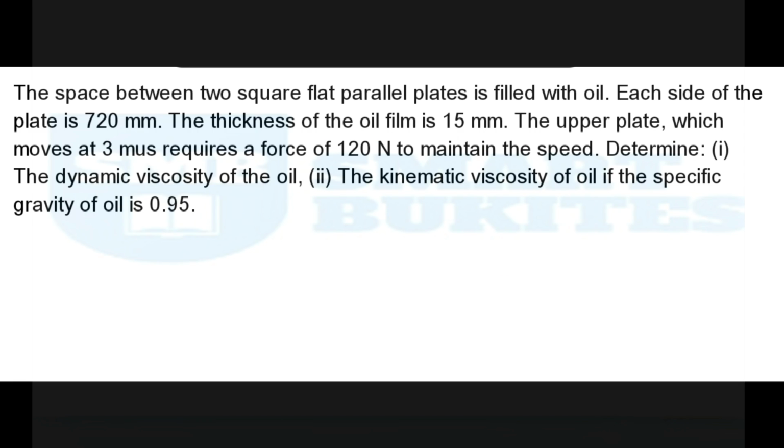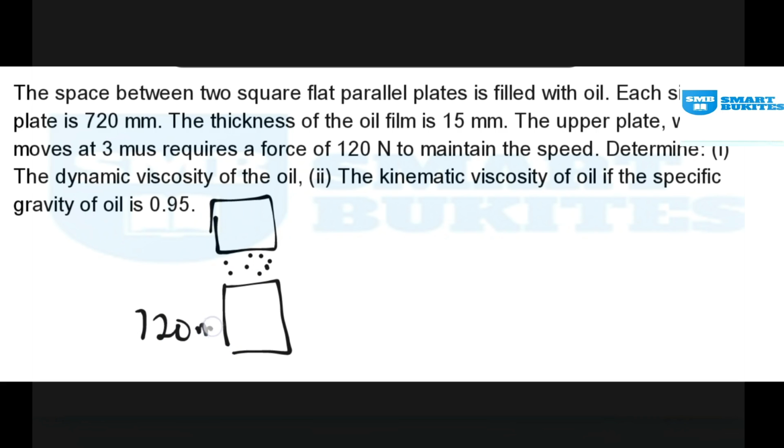we are going to discuss a problem on viscosity again. In this problem we are told that the space between two square flat parallel plates is filled with oil. Therefore we have two square plates that are parallel and the space between them is filled with oil. Each side of the plate is 720 millimeters. Since it's square, the length and sides are going to have the same magnitude.